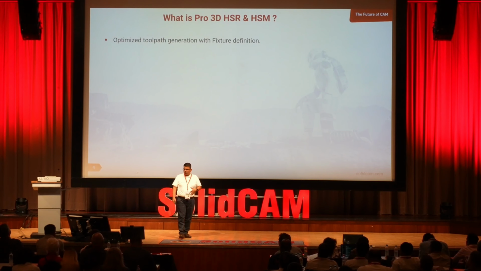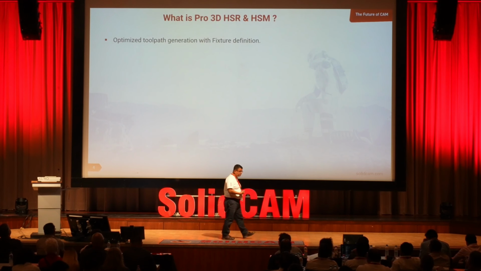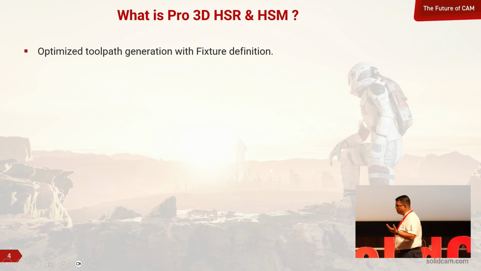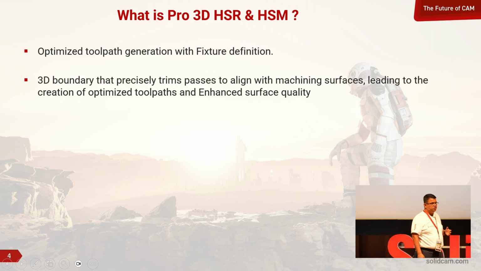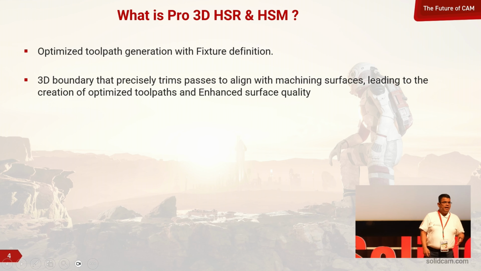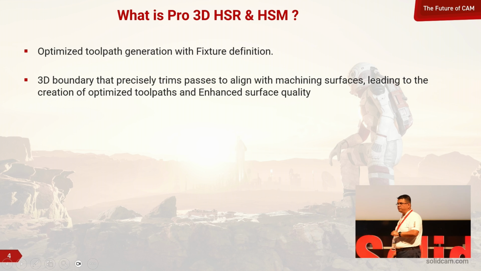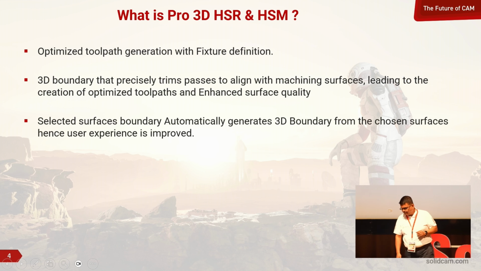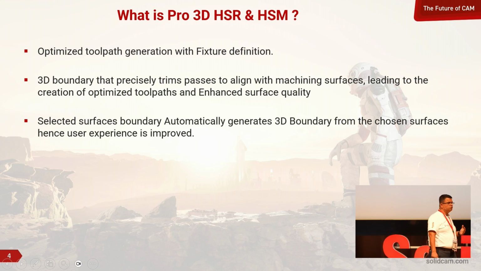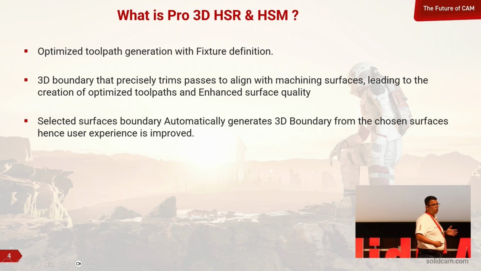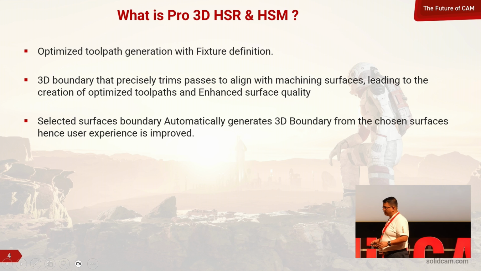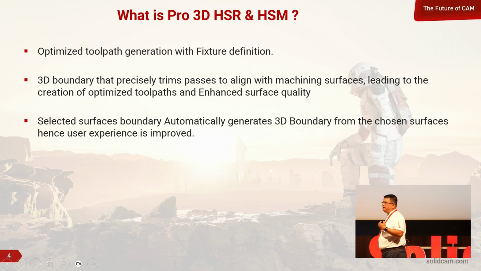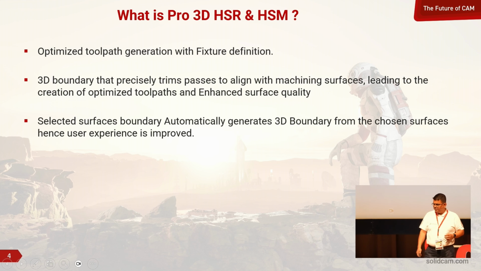So, it also has optimized fixture definition. You can define fixture either with a model or with a curve. It defines boundaries, and in this case, it's not a 2D boundary but a 3D boundary, and it precisely trims the toolpath along the surface on which the boundary has been created. Selected surface: I know this was not working very well in our older HSR and HSM, but we can now be 100% sure of how it works inside Pro 3D HSM. We have done a lot of improvements to this function and integrated it inside Pro 3D HSR and HSM.